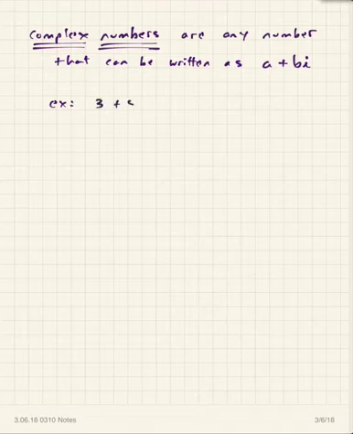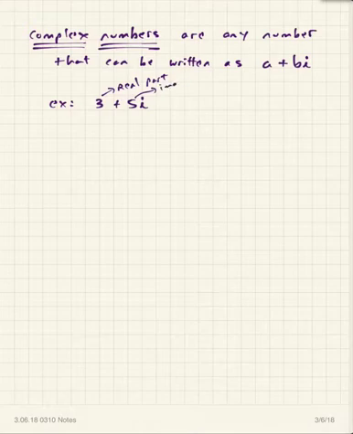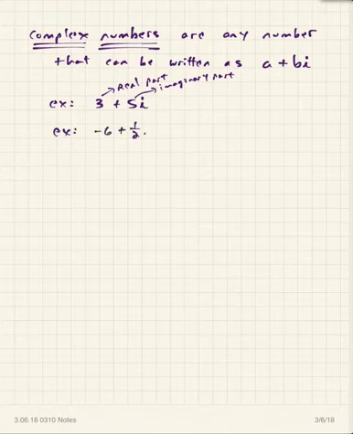So 3 plus 5i is an example of a complex number. All right, a is 3 and b is 5. This 3 is sometimes called, by the way, the real part, and the 5 is sometimes called the imaginary part of the complex number. You don't necessarily have to know that, but that's true. You have the real part and the imaginary part. So negative 6 plus 1/2 i is a complex number. Right? Negative 6 is the real part, 1/2 is the imaginary part.